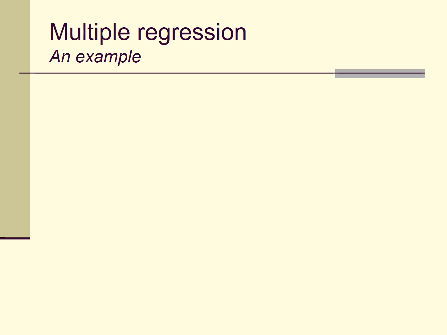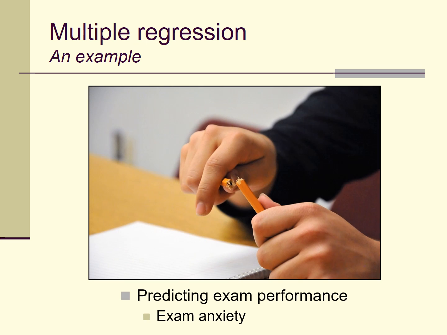So by way of an example, I'm going to use some data and an example that comes from our textbook, Andy Field's Discovering Statistics Using SPSS. And here, imagine that you're an educational psychologist or a school psychologist and you're interested in studying exam performance, and particularly in studying the effects that exam anxiety has on exam performance. You know, the extent to which people feel anxious when approaching a test. What, if any, effect does that have on actual performance on those tests?